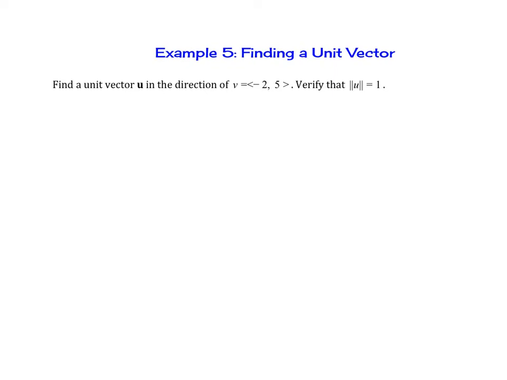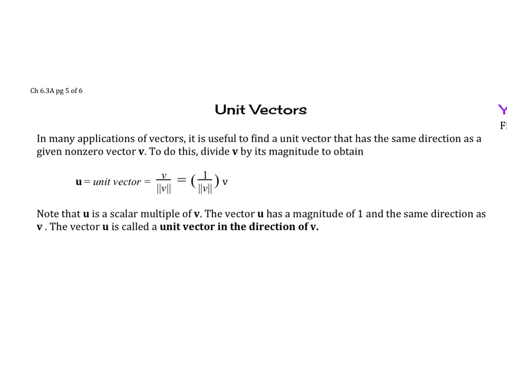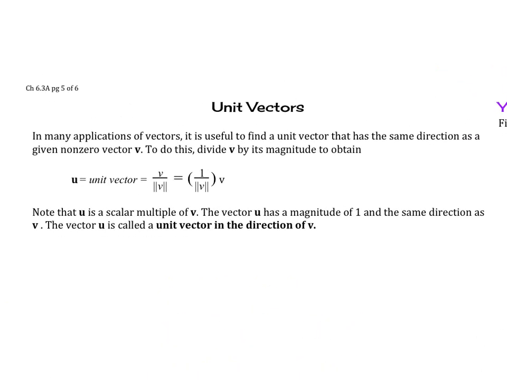So now we want to find a unit vector. So let's take a look at some information first. In many applications of vectors, it is useful to find a vector that has the same direction as a given non-zero vector v. To do this, we're going to divide the vector v by its magnitude to obtain this formula. So this is important to write. You want this information here. So you take v, divide it by the magnitude, and then we're going to pull the v out to the side, and then we'll actually distribute it back in.